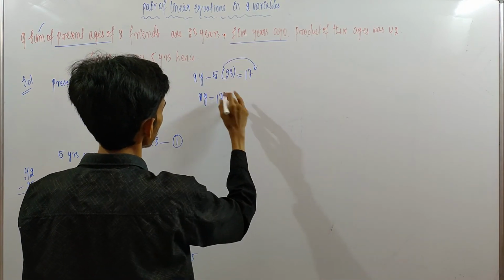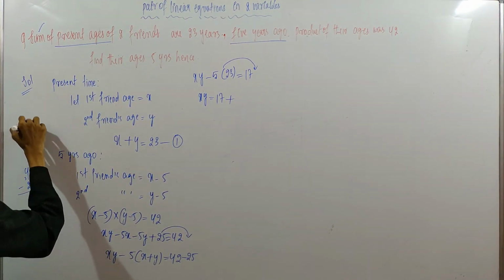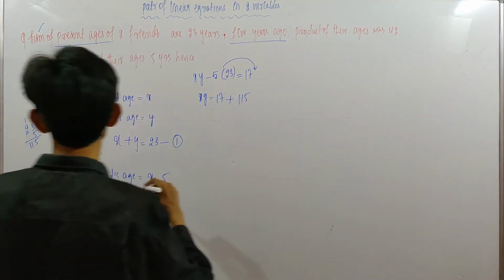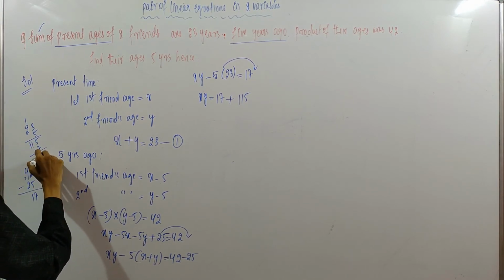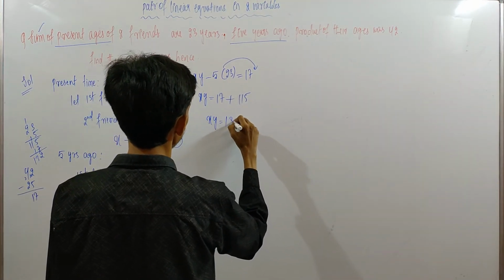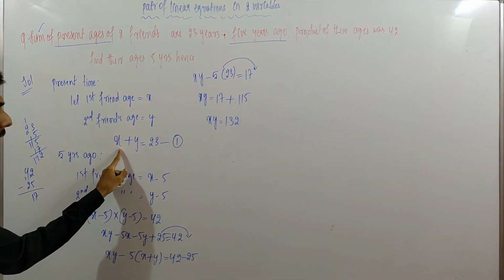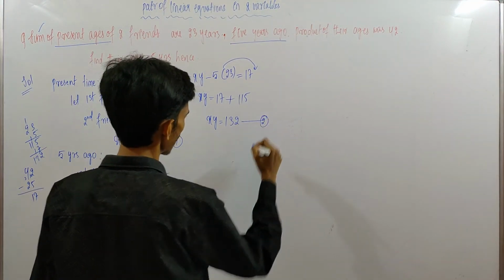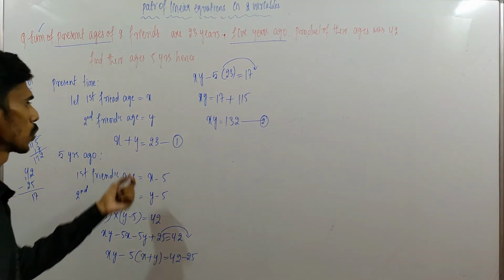Send this term here, we have 5 into 23, that is 115. 115 plus 17 is 132. So the xy value is 132. We have two variables x and y. Here also we have two variables. We have two variables and two relations, so we can make use of these relations and get the solution of the equations.